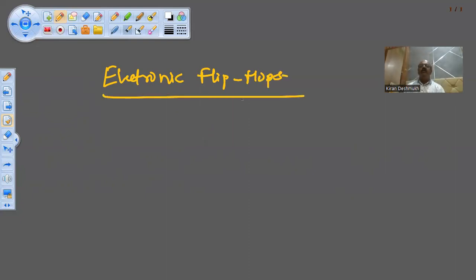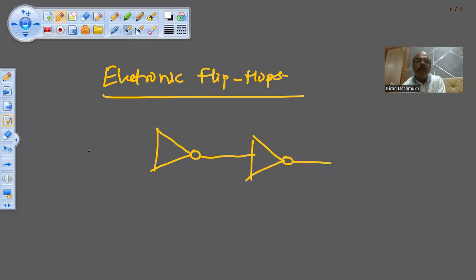Now, how to make an electronic flip-flop? That is important. So we need the gates. I will take an example. This is an inverter gate. Another inverter gate. Here I apply a battery, so ground and plus 5-volt battery.